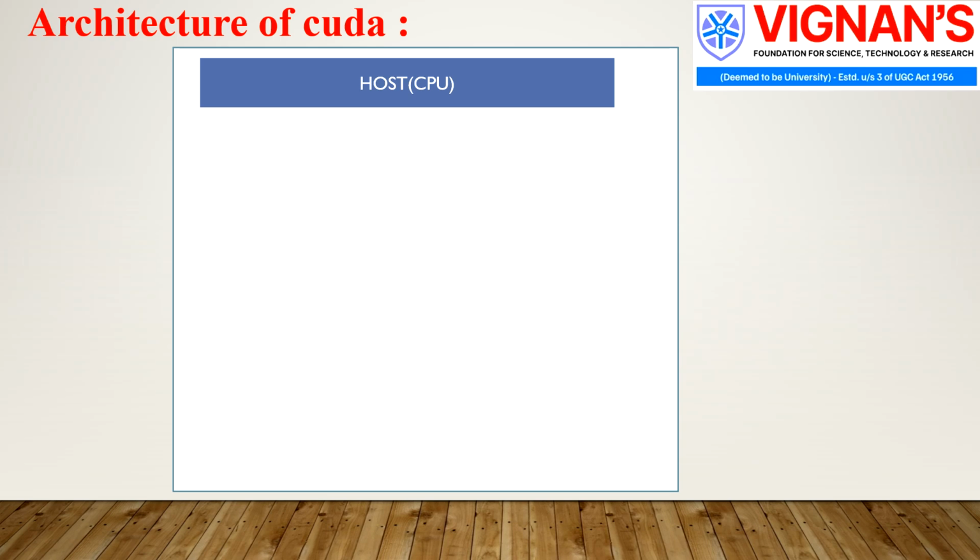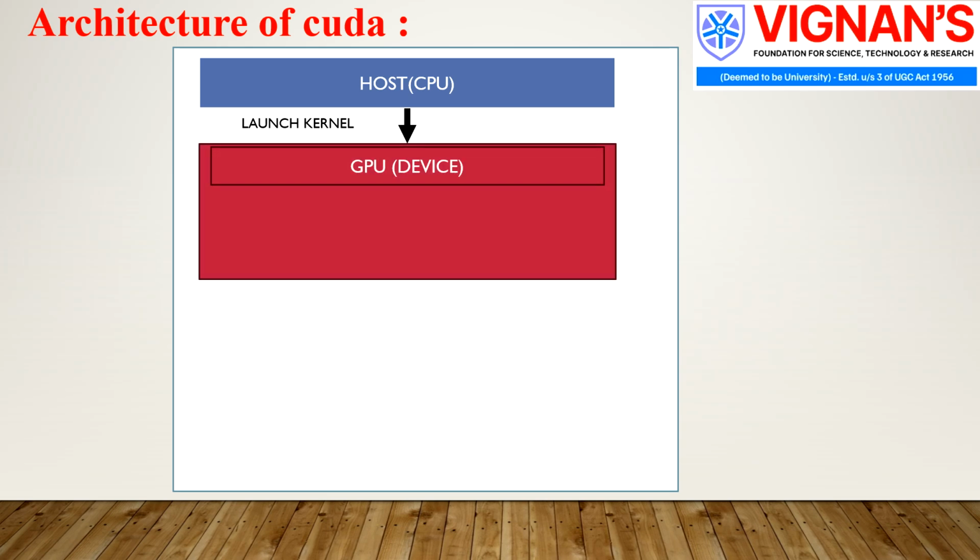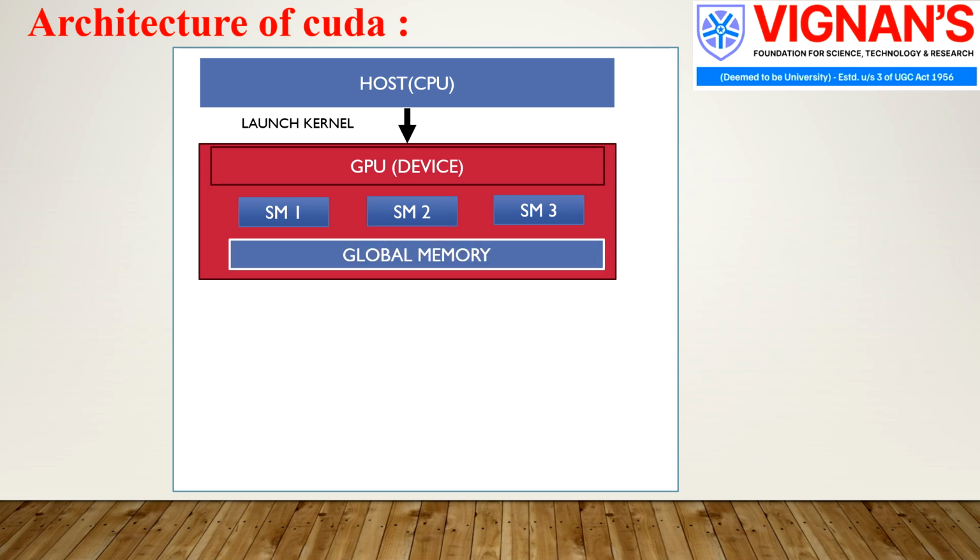At the top is the host CPU, which manages the overall program and controls execution. When a parallel task is required, the CPU launches a kernel and sends it to the GPU device. The GPU device receives this kernel and is designed to handle massive parallel computations. Inside the GPU, the workload is distributed across multiple streaming multiprocessors, such as SM1, SM2, and SM3. All these streaming multiprocessors access a common global memory, which stores input data and computation results.